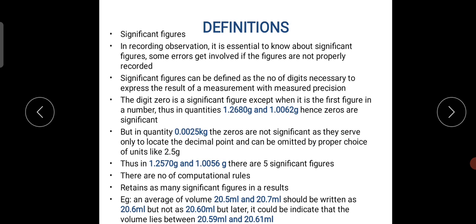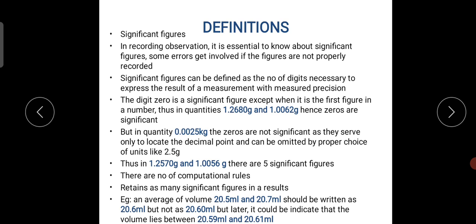The same example, see 1.2570 and 1.0056. These are significant. So how many significant figures can you see here? There are 5 significant figures here. And another example: we are doing one titration, and we get 20.5 ml and 20.7 ml. So some people will write 20.6 ml. That is okay, that is correct.